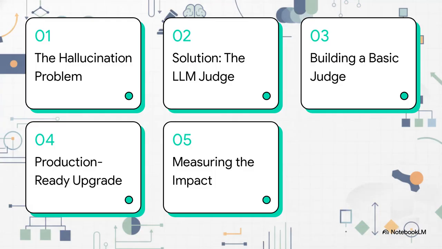All right, here's what we're going to cover. We'll kick things off by really defining the hallucination problem in production systems. Then I'll introduce you to an elegant solution called the LLM Judge. We are going to walk through the actual code to build one yourself. And then, the best part, we'll look at the incredible results this thing can deliver.